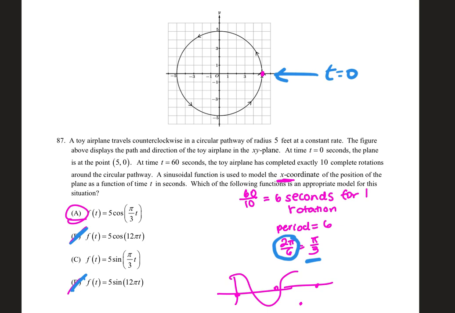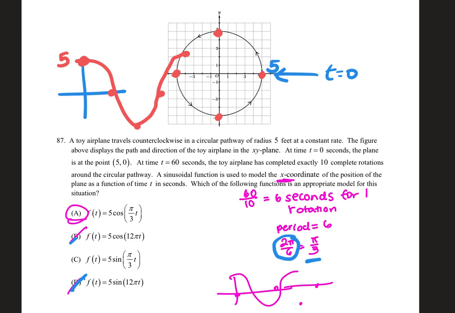Then I had to figure out if it was sine or cosine. And it said the sinusoidal is used to model the x-coordinate of the position of the plane as a function of t. So I want the y on my sinusoidal to actually be the x here. So the x starts at 5. At t of 0, it's at 5, which means I start at 5. Then it goes to where the x would be 0. Then it goes to where the x is negative 5. Then it goes to where the x is 0 again. And then it comes back to where the x is 5. This shape would be what?